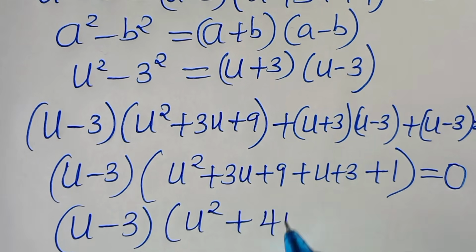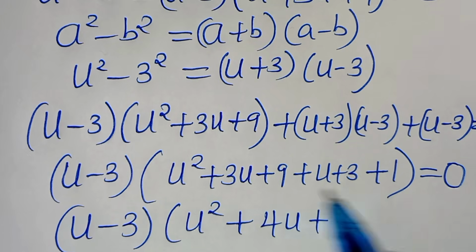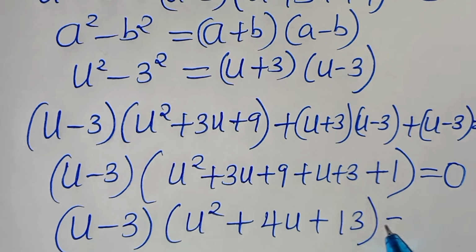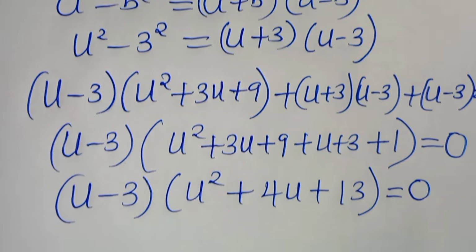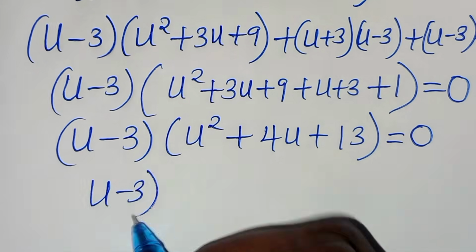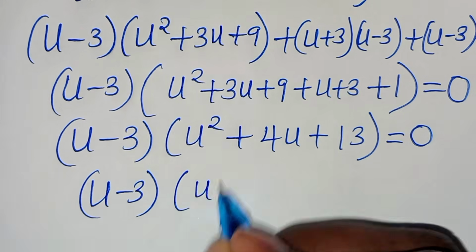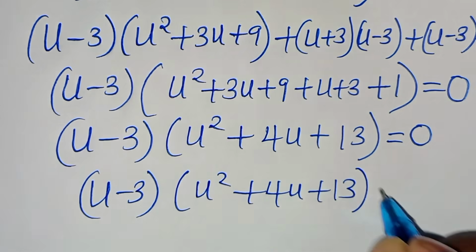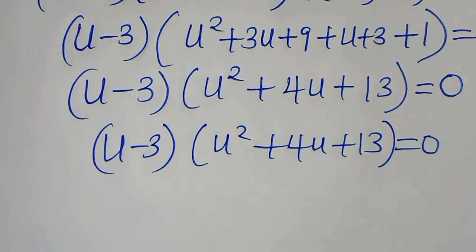This is 4u. Then plus 9 plus 3. This is 12 plus 1. This is 13. And this is equal to 0. So now we have u subtract 3, and u squared plus 4u plus 13. This is equal to 0.